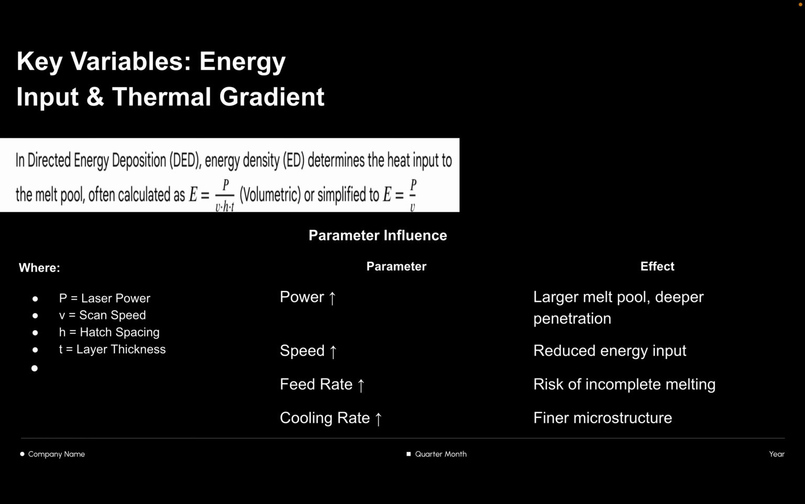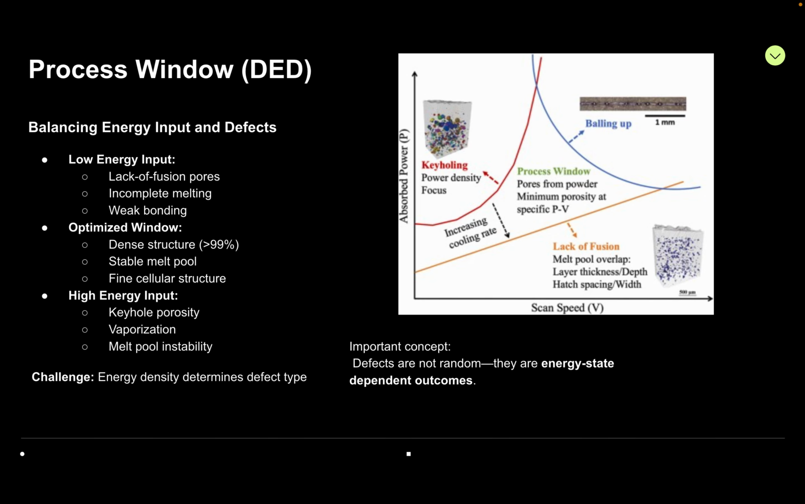Energy density is a key controlling parameter in DED as it determines melt pool stability and defect formation. Too low leads to lack of fusion, while too high leads to keyhole porosity. Therefore, DED operates with a narrow process window. The defect type is directly governed by the energy input state. Defects are not random, they are energy state dependent phenomena.